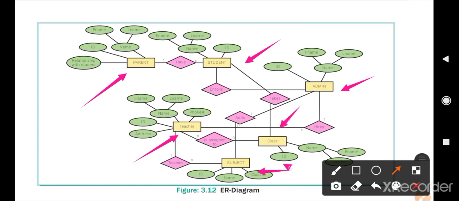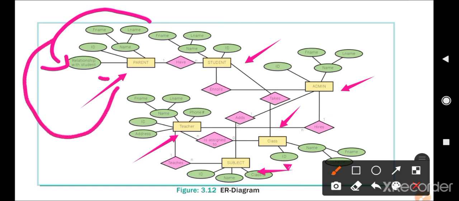We have six entities here. These are the attributes of this parent entity. Can you understand the concept now? Similarly, these are the attributes of this student entity. So, can you understand the concept now? This is the ER diagram.